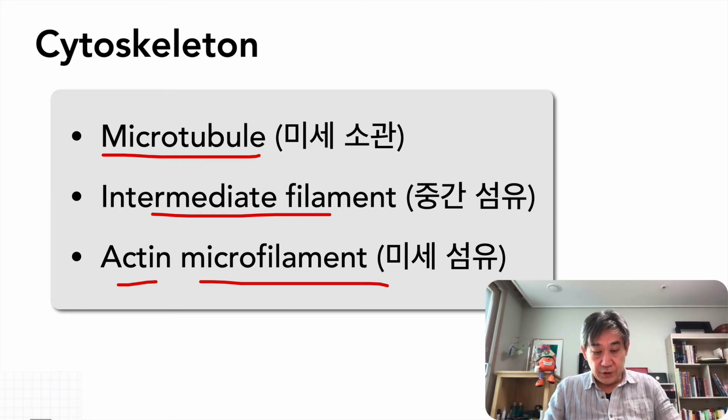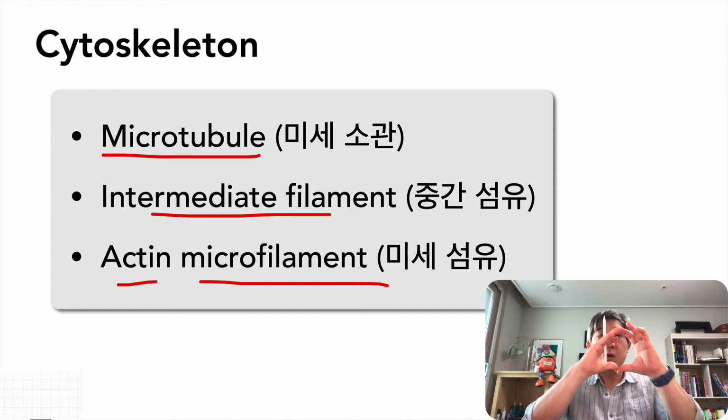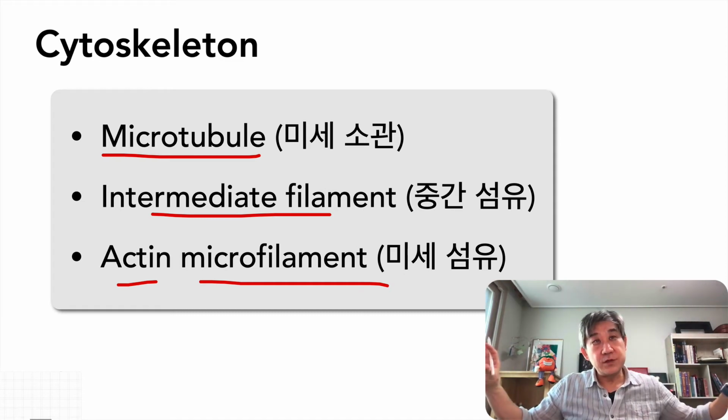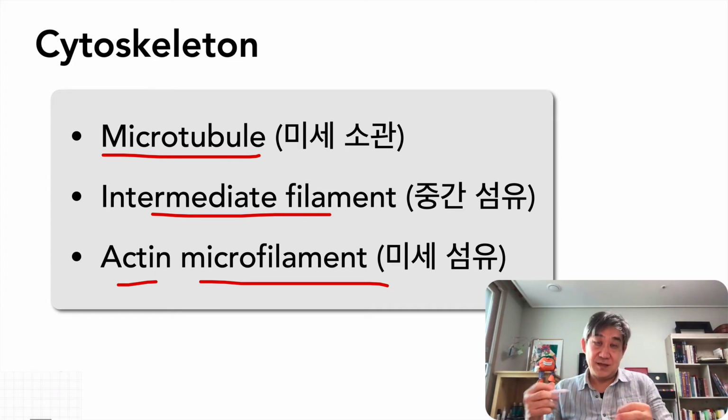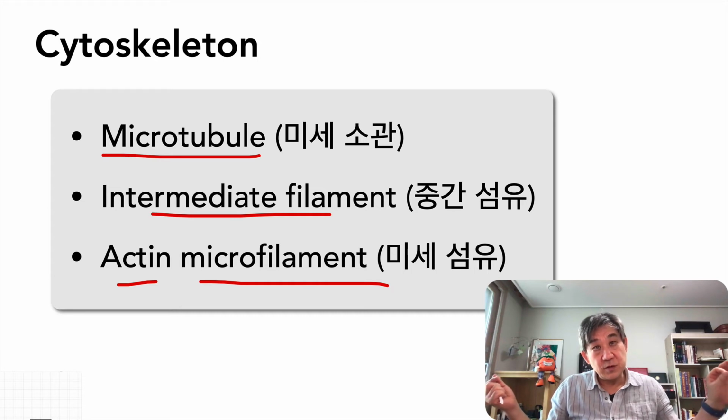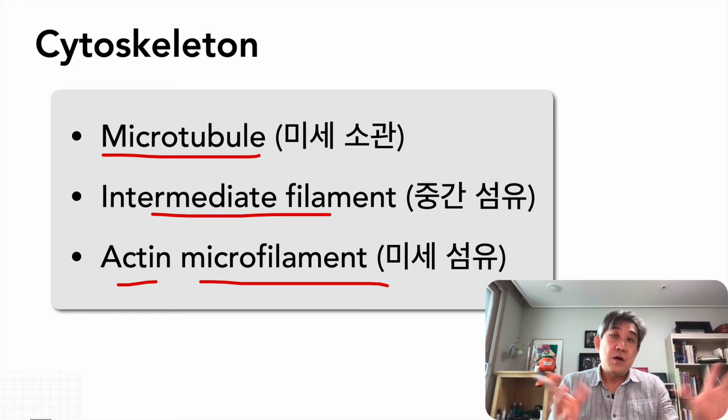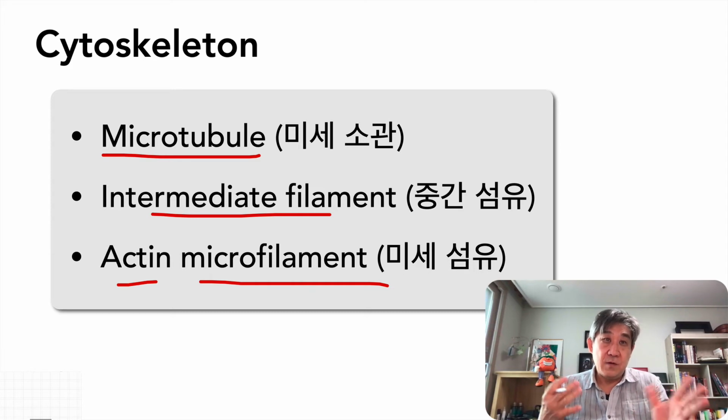So, tubules are hollow, tube-like structures, usually called a tubule, whereas a thread-like structure is usually called a filament. They have such names because their appearance looks like either a tubule or a filament. The microtubule is the largest, the actin microfilament is the smallest, and in terms of size, the intermediate filament is in the intermediate range.